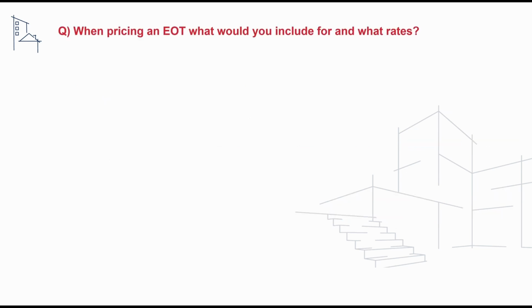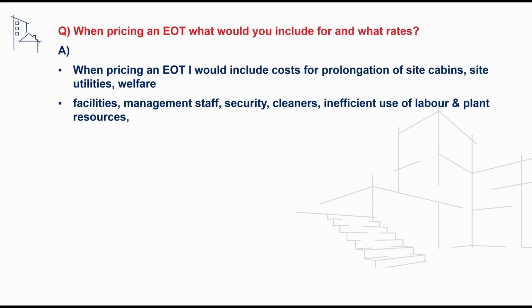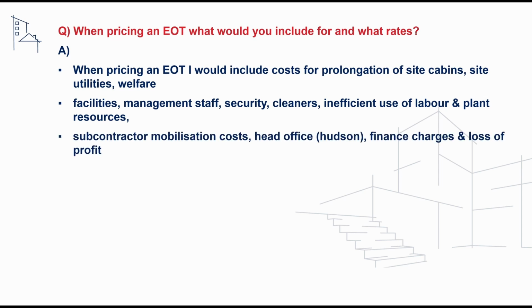The next question we'll take a look at is when pricing an extension of time, what would you include for and at what rates? And to address this, we can say that when pricing an extension of time, I would include costs for prolongation of site cabins, site utilities and welfare facilities, management of staff, security, cleaners, and any inefficient use of labour and plant resources. And we'd also price for subcontract mobilisation costs, head office, finance charges, and loss of profit.